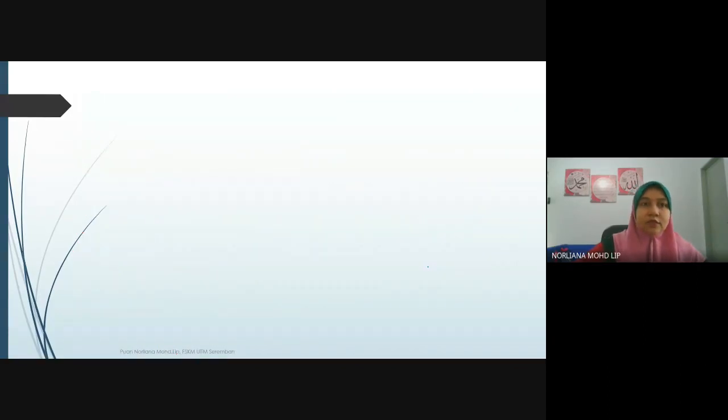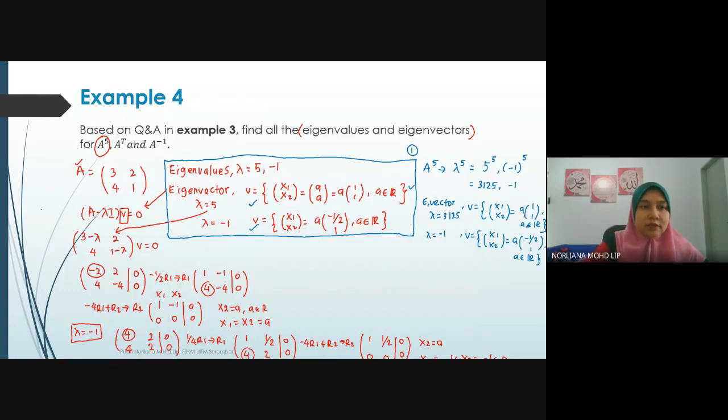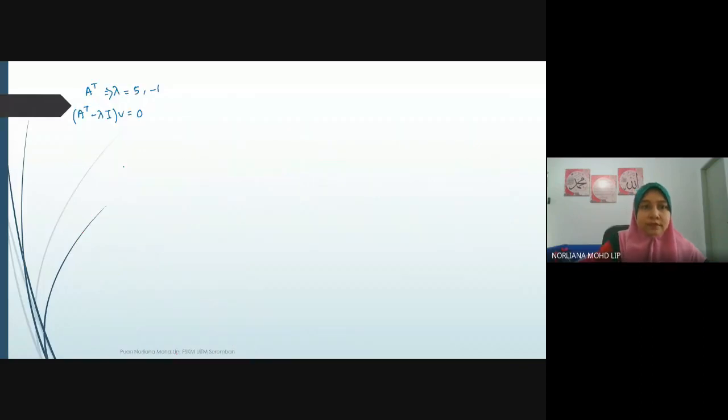Kita buat kat sini ya. So A transpose equal to, so lambda equal to the original 5 and negative 1. And the eigenvector, we have to find the new eigenvector: A transpose minus lambda I times V equal to 0. You have to transpose this matrix. So kita akan dapat 3, 4, 2, 1.